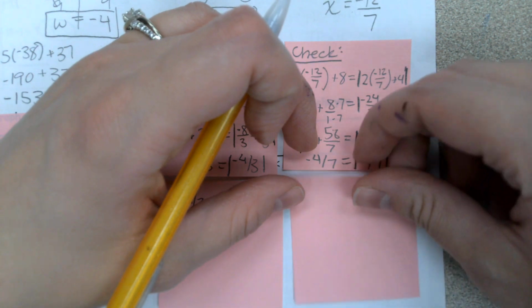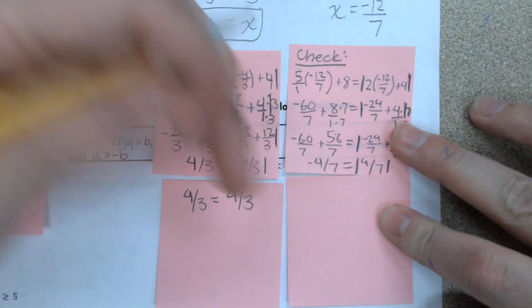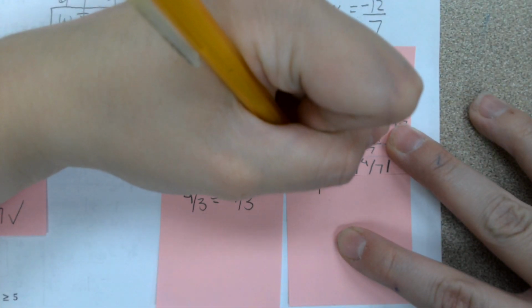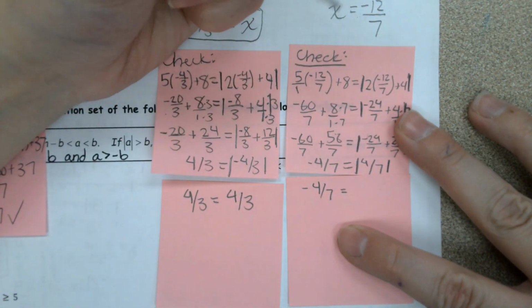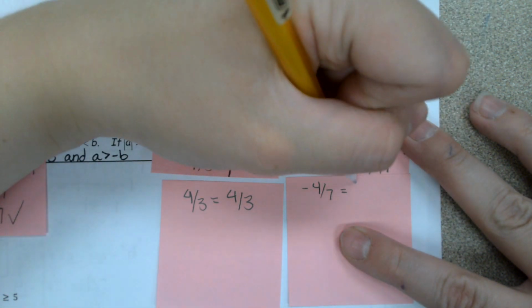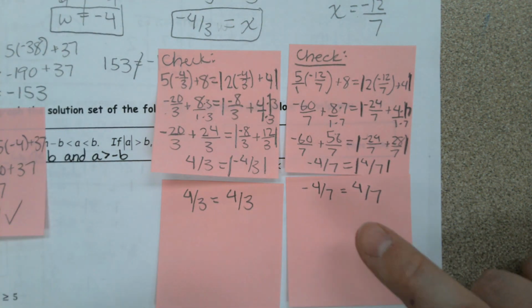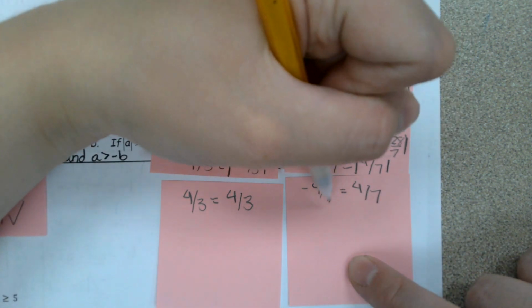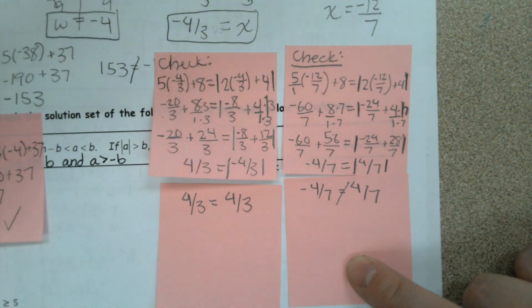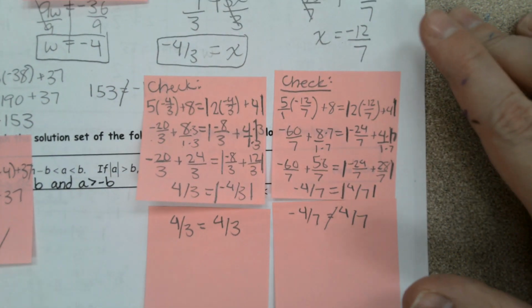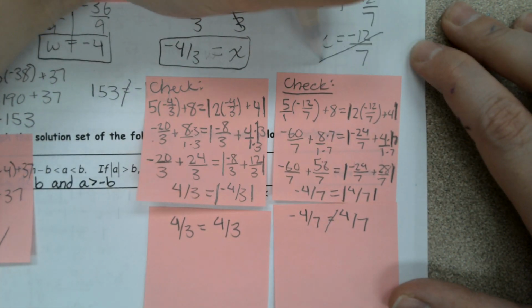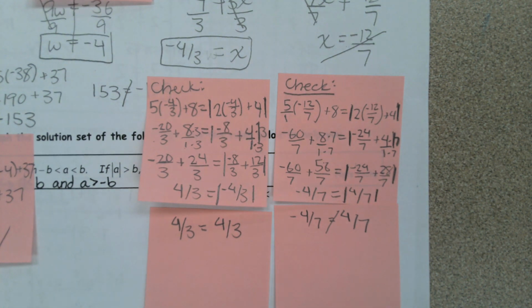And lastly, we have to look at the absolute value itself. Negative 4/7 equals, the absolute value of 4/7 is still just 4/7. And as you can see, these are not equal. So, since they don't work, x equals -12/7 is not an answer. So I have one solution to this problem, and it is -4/3.